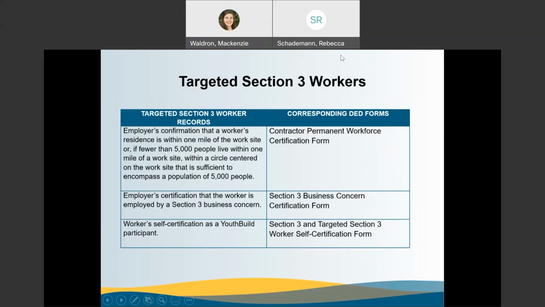Next up, we are going to go over these certification forms that DED created. So give us a moment and we will navigate to that.